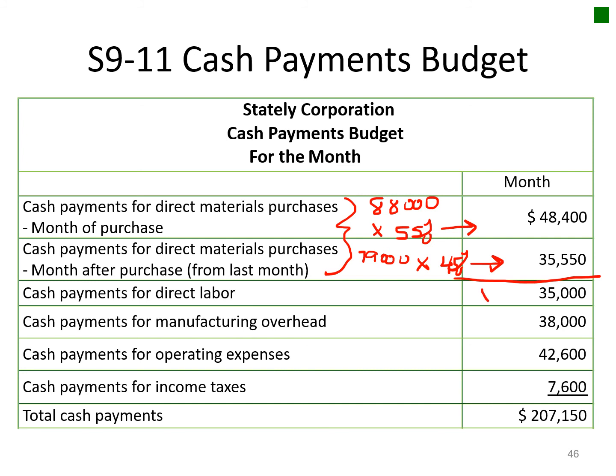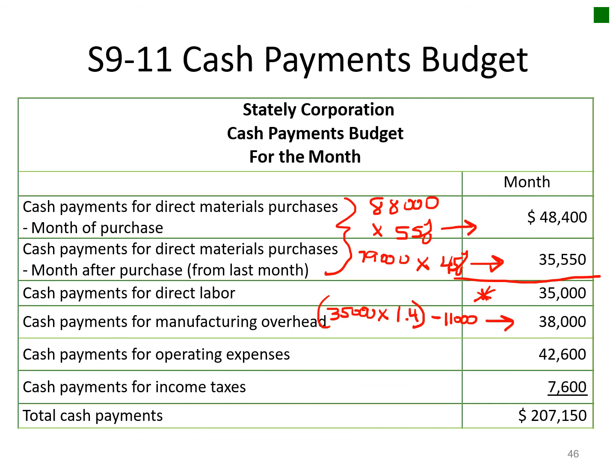Now, cash payments for labor, they just gave you that. It says you pay it as it is incurred in the month. So there's 35,000. They told you that for the overhead, it was 140% of direct labor cost. So what you do is you take the 35,000 and multiply that by 1.4. Once you do that though, they told you that some of that includes depreciation, so you have to subtract out $11,000 of non-cash expense. That would be the 38,000.